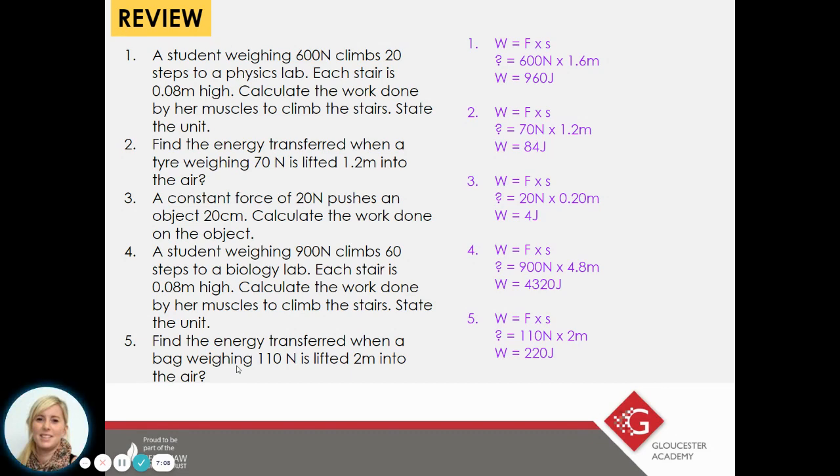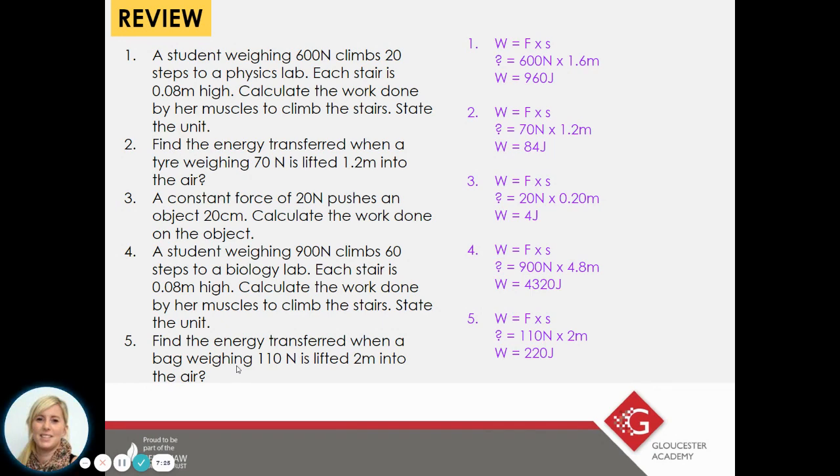Next one, number 2, we get a final answer of 84 joules because we do 70 newtons, that's the force, times the distance of 1.2. That was how far the object was moved or displaced. And we get a final answer of 84 joules. Question 3, you can see the answer is 4 joules.